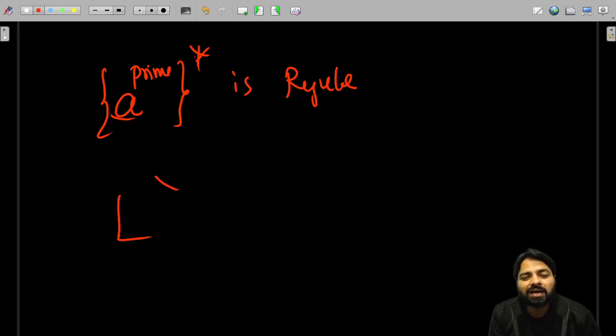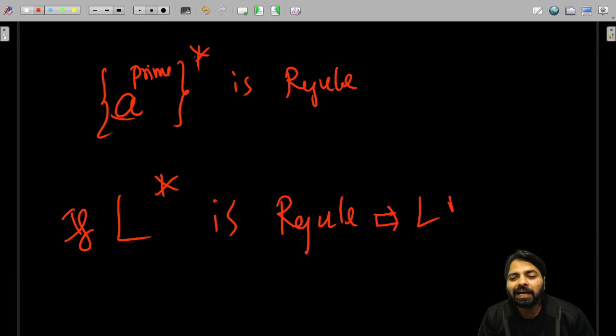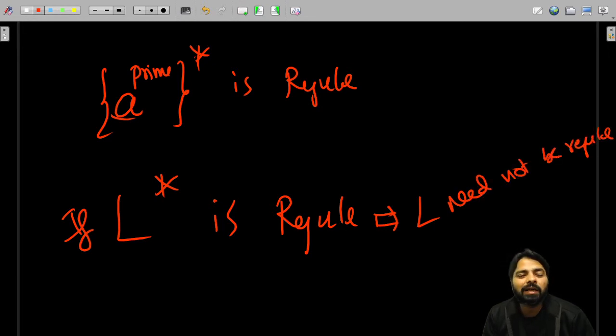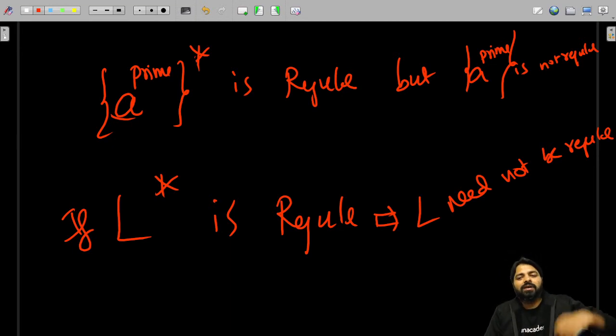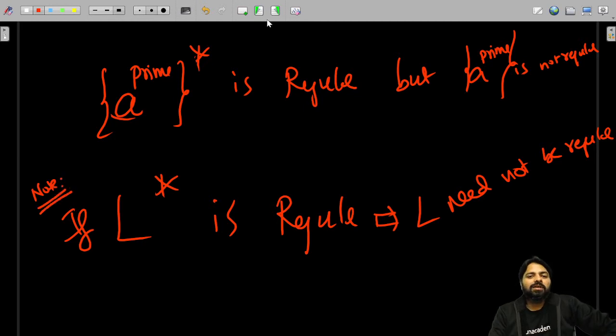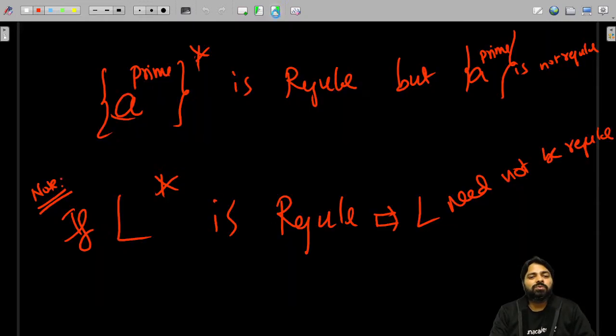Right? So if L star is regular, then L actually need not be regular. It may be regular, it may not be regular, that depends on what language. But a power prime is not regular. You know it. Over one symbol, a power prime doesn't form an AP. And this is very important. But for reversal and complement, both directions exist for that property. Okay, let's move to the next one.